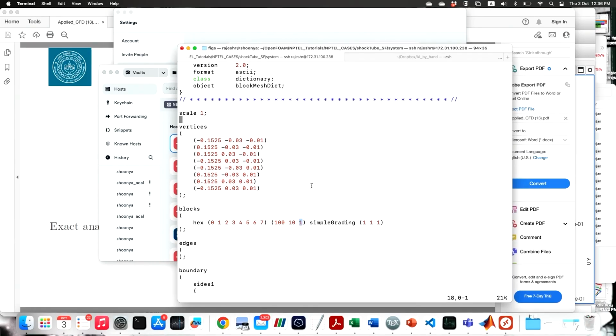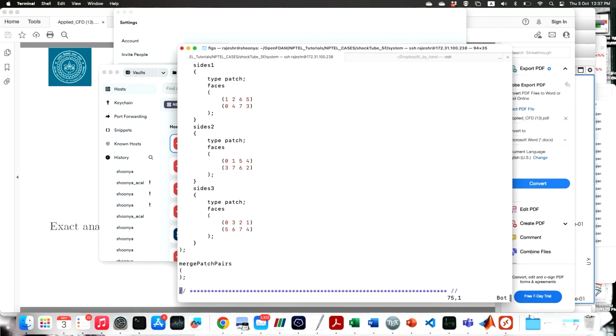So, 100 in x and 10 in y, and we can see the flow at the center of this domain. And Z is just 1 because it is anyway an empty boundary condition. In the x direction the variation is minus 0.1525 to 0.1525, in the y it is minus 0.03 to 0.03. This is taken considering that we are going to compare the results at a particular time. As the shock moves, we want to consider it at a given time, and it should not go beyond this domain. So, that is how we have considered it, and these are different sides.